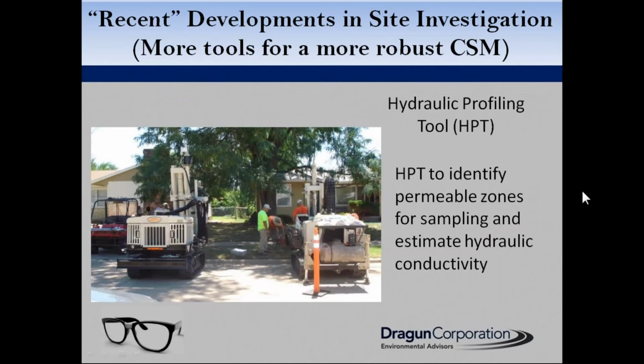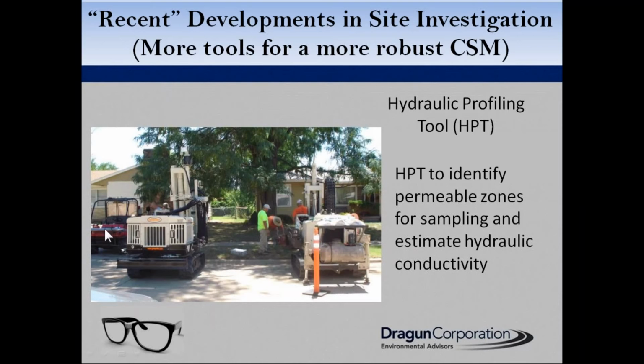So this is one of the parts of one of the plumes that we're working in. This is the furthest out towards the city's water supply. We're using an HPT rig, which is on the right. This is our rig that we're using for our project.